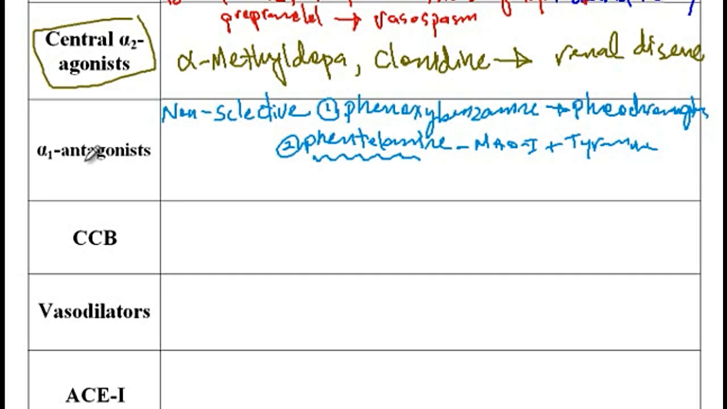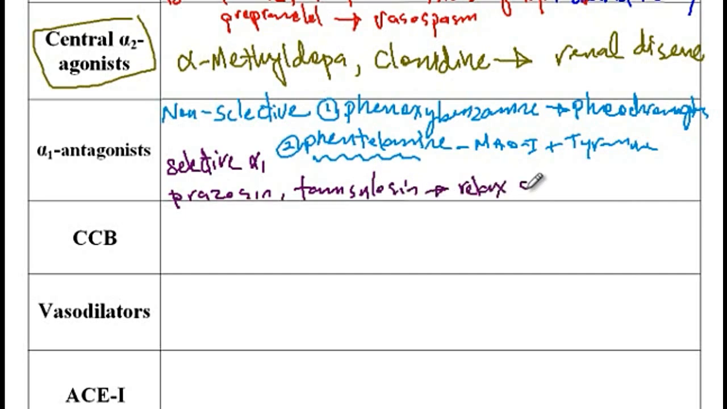And then the next classes of the alpha-1 antagonists include the selective alpha-1 blockers, which include, for instance, prazosin and tamsulosin. And the function of these medications is to relax the smooth muscles. And thus they are extremely good for the treatment of urinary retention in patients with benign prostatic hyperplasia. For the same reason, since they relax the smooth muscles, they are also useful in helping patients to pass renal stones.